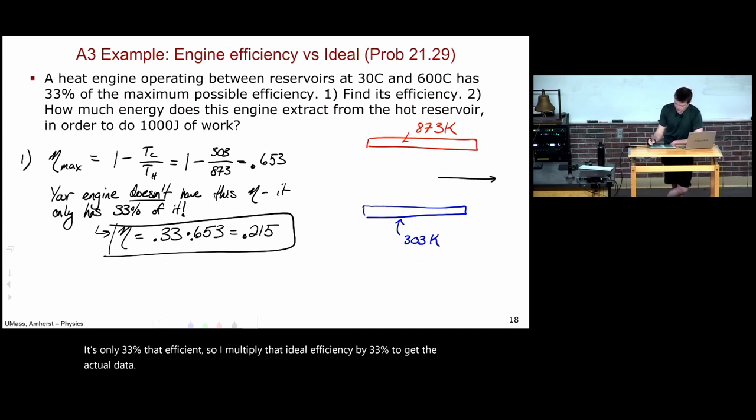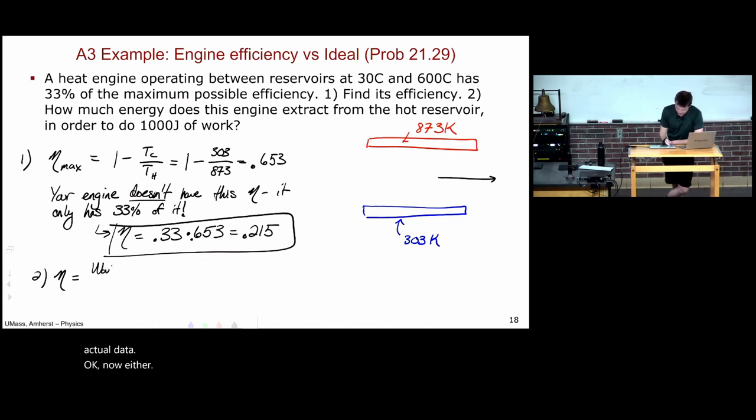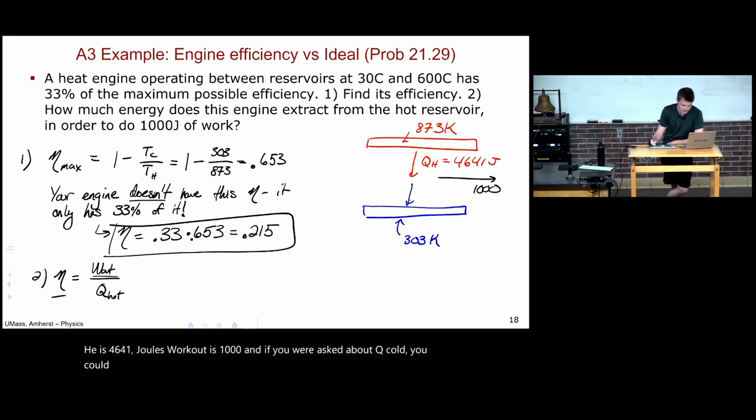Okay. Now eta is work out divided by Q hot. We know eta, we know work out. That gives us Q hot. Okay, so Q hot is 4641 joules. Work out is 1,000, and if you were asked about Q cold, you could use conservation of energy to get it too.